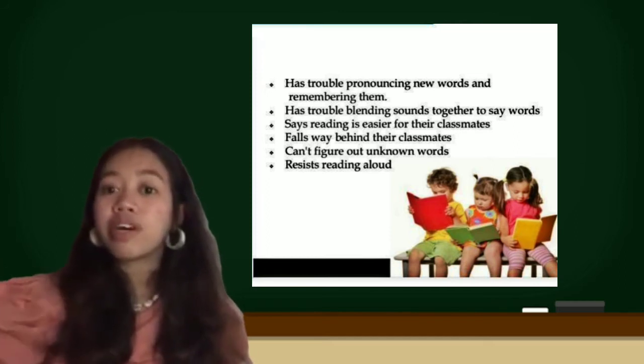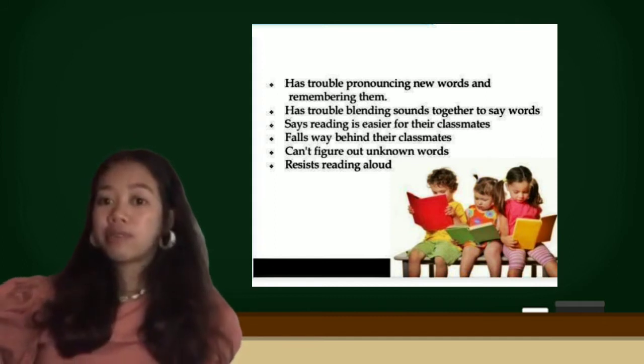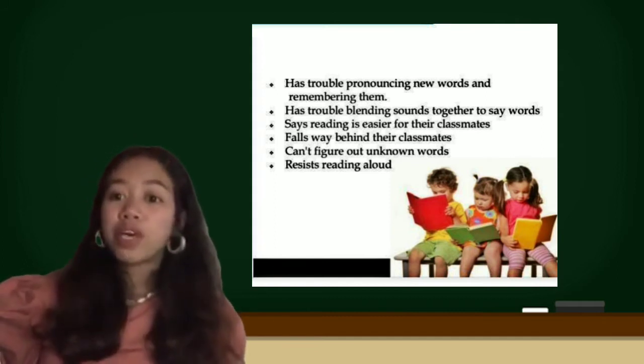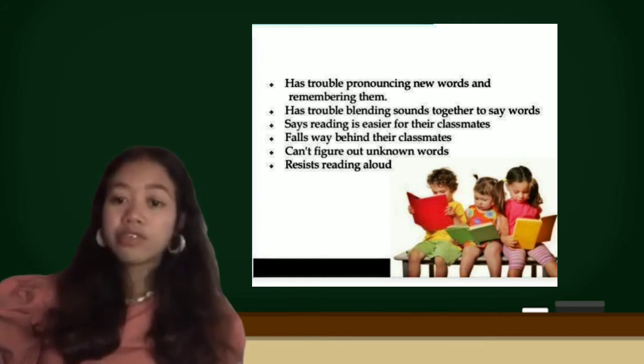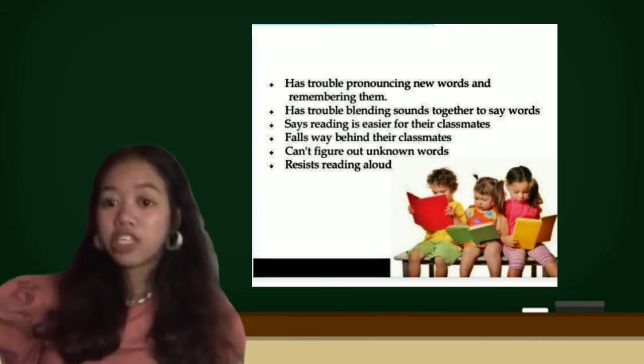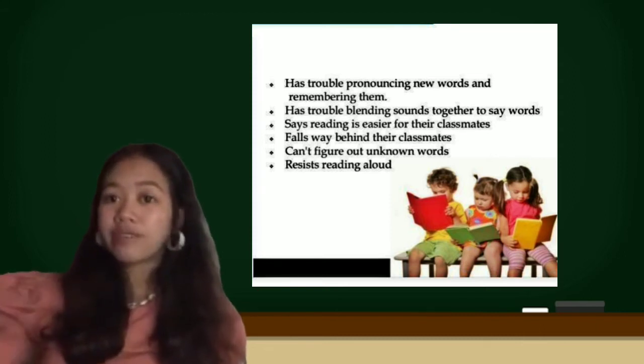So the eighth one is falls way behind their classmates. So the child falls way behind their classmates because they are struggling in reading. And the ninth one is can't figure out unknown words. So the child can't determine unknown words. So the tenth one is resists reading aloud. So it means that a child has issues in decoding, wherein they can't put sounds together.